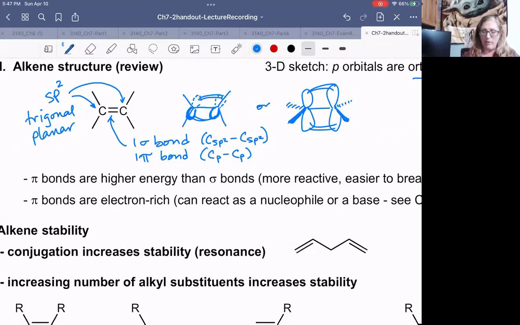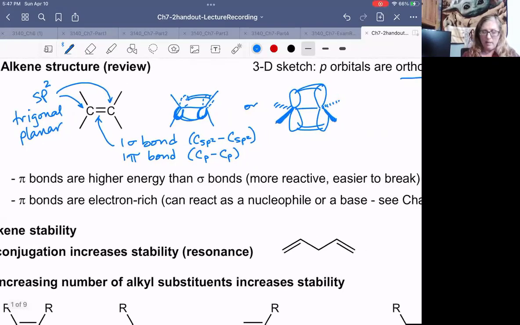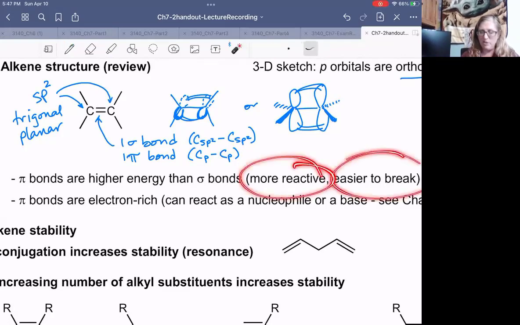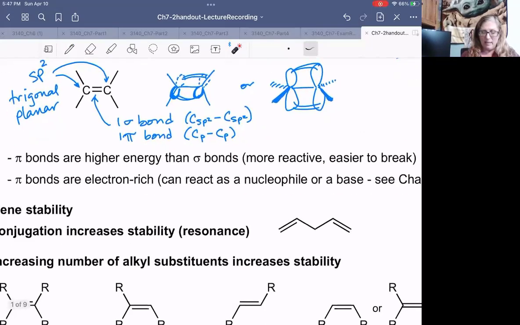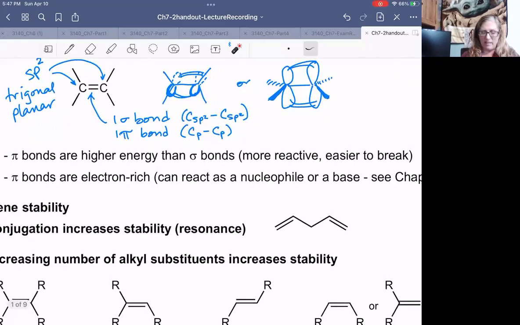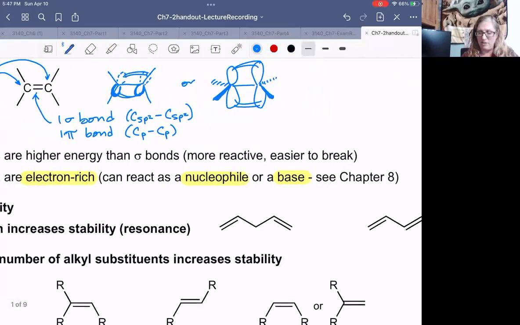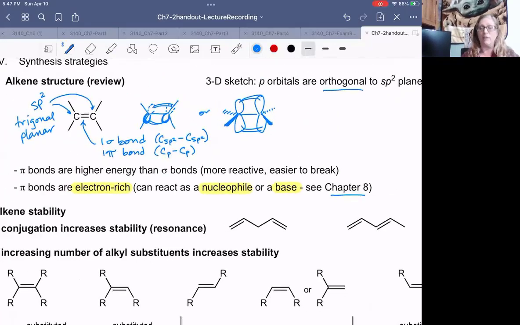A couple of things we want to note about pi bonds. They are higher in energy than sigma bonds. That makes them more reactive, easier to break. And another thing that's interesting about them is that they are electron rich. So if they are electron rich, what kind of reactivity can we have? They can act as a nucleophile, or they can act as a base. We're going to see all that in the very next chapter, in chapter 8. We're going to see lots and lots of reactions of alkenes, of carbon-carbon double bonds.